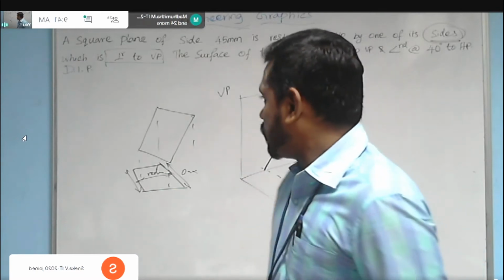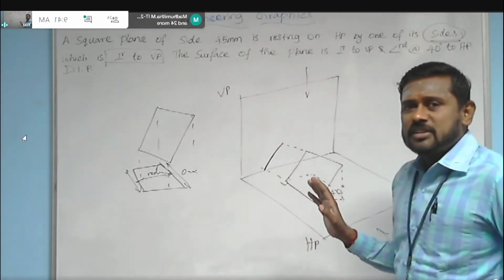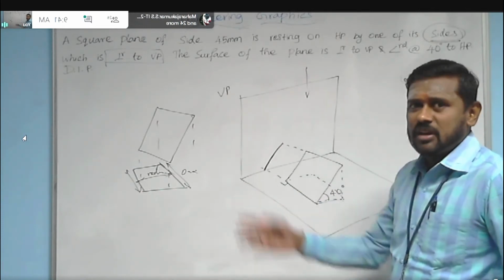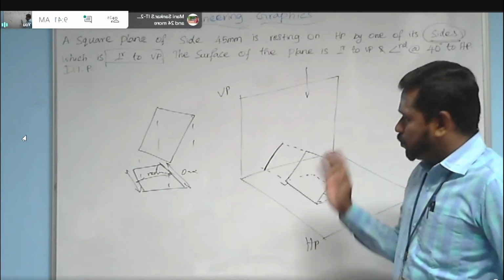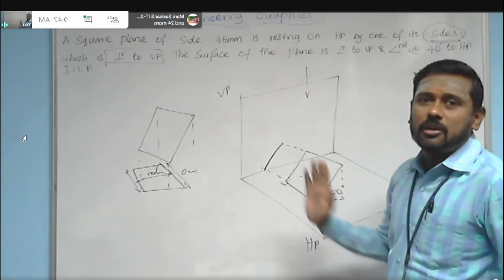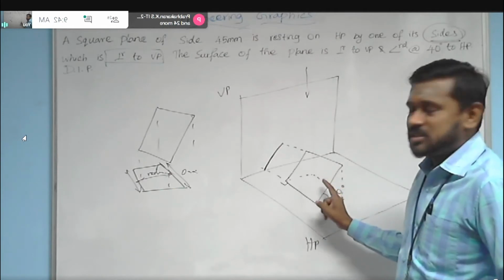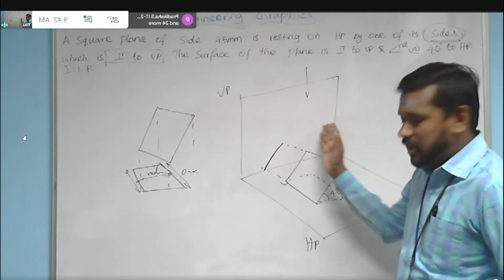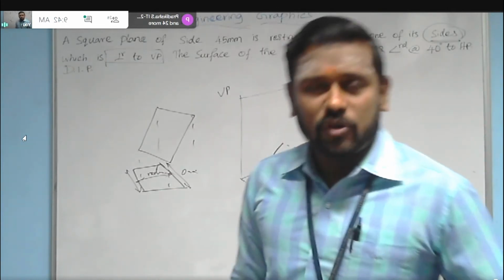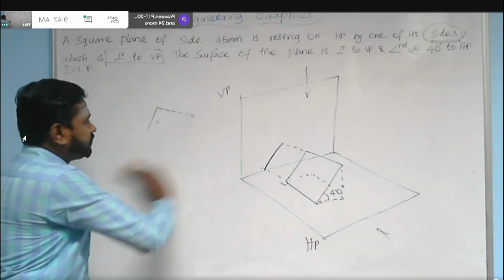Okay. So now this kind of problems are nothing but surface inclination problems. The third case we discussed in the very first class of planes. Plane surface inclined to one plane and perpendicular to another plane. So in this question, this square plane surface is perpendicular to VP and inclined to HP. Okay, now let me draw the answer for this question. Step by step we can proceed.